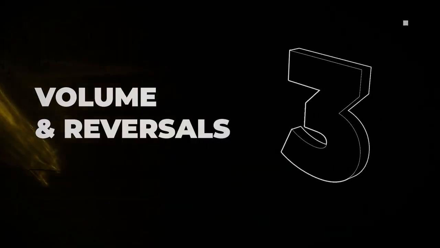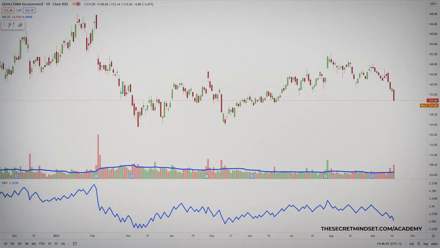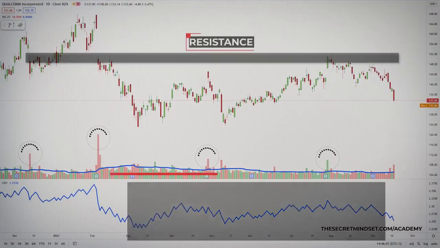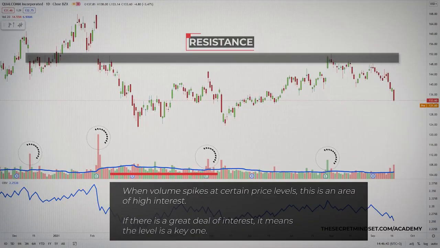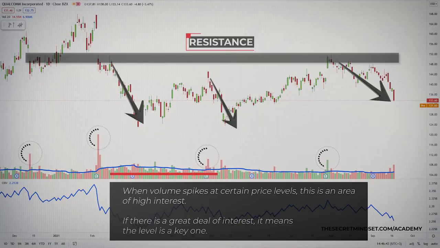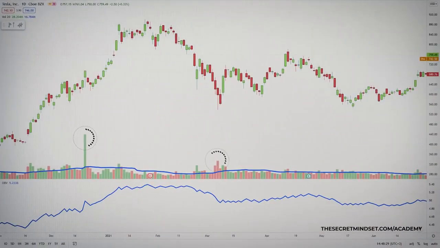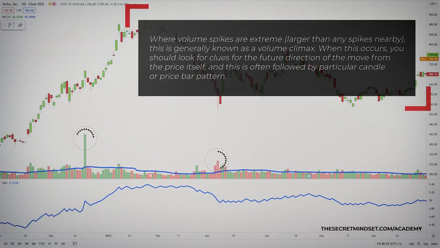Number 3. Volume and reversals. When volume spikes at certain price levels, traders know that this was an area of high interest at that price level. If there is a great deal of interest, it means that the level is a key one. The simple observation of volume allows traders to identify important support and resistance levels, which could play a significant role in the future. Where volume spikes are extreme, in other words, larger than any historical spikes nearby, this is generally known as a volume climax.